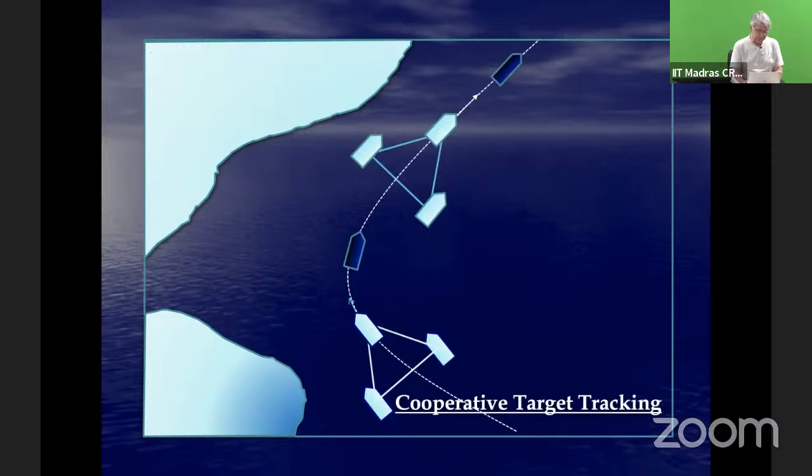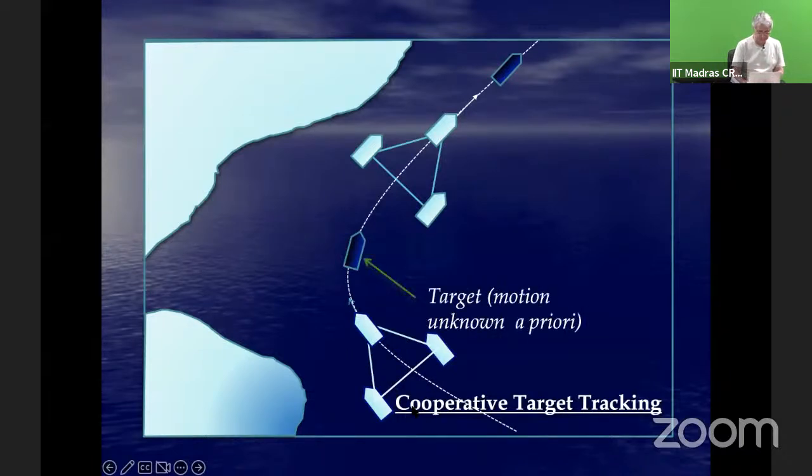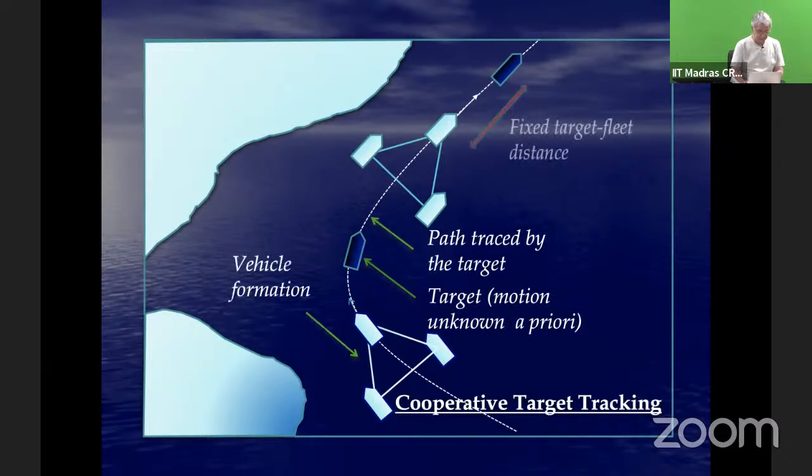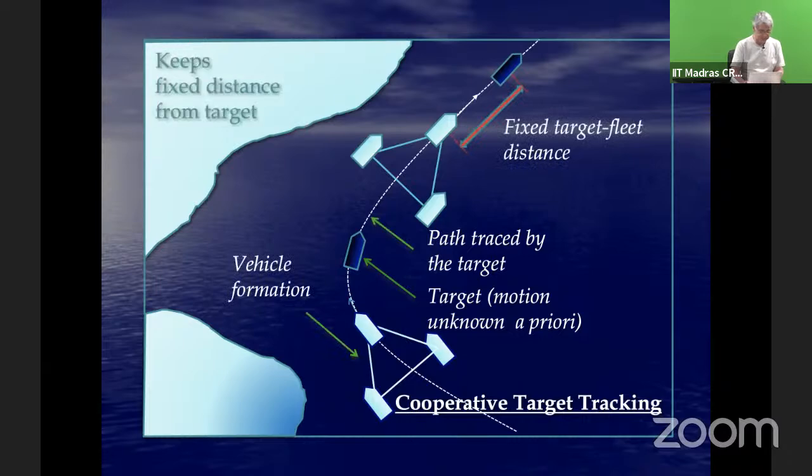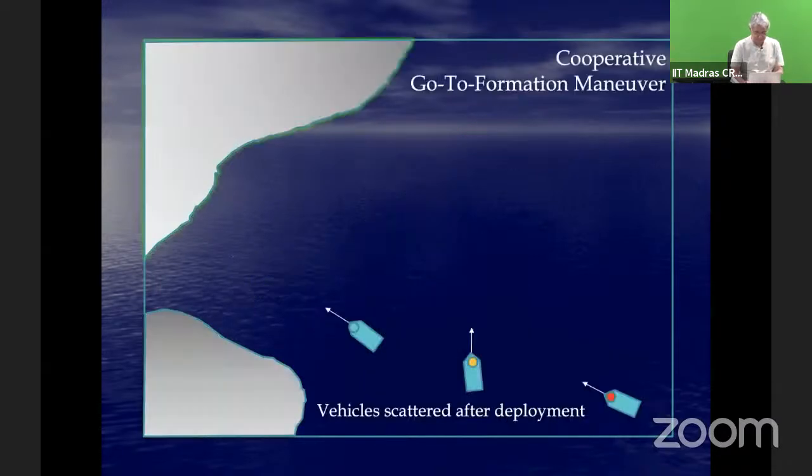You can get into more complicated stuff, which is when you have a target that is moving and a bunch of vehicles that cooperate. One of them, for example, has some sensor that tells it how far along the target is, tries to estimate the motion of the target, and then fits a path for the vehicles to follow. I call this cooperative target tracking. The motion is unknown a priori, and the vehicle formation keeps a fixed distance from the target.